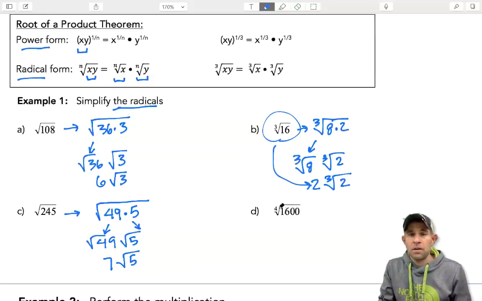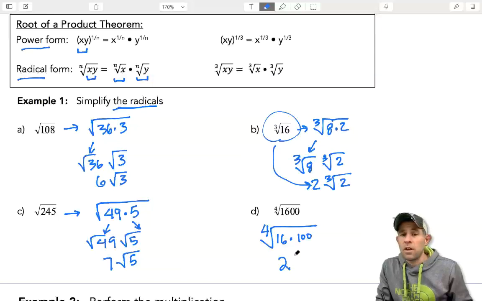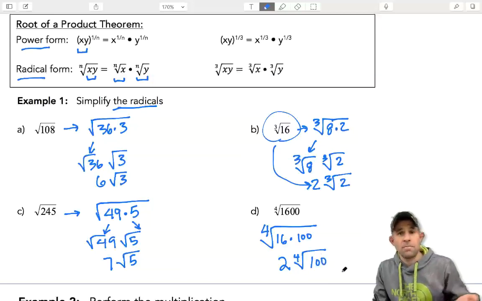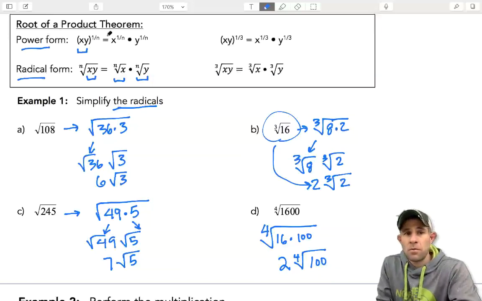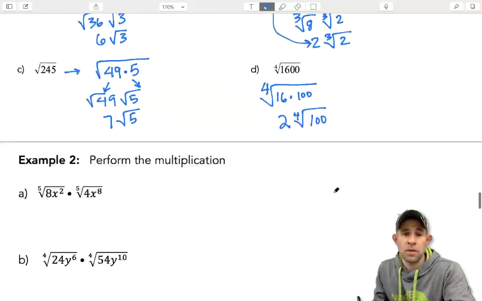All right, next one here, we have the fourth root of 1600. So we're going to take the fourth root of 16 times 100. Now the fourth root of 16 is 2, and the fourth root of 100 is just the fourth root of 100. So that's using the root of a product theorem to simplify radicals. Let's see how else we can use this.